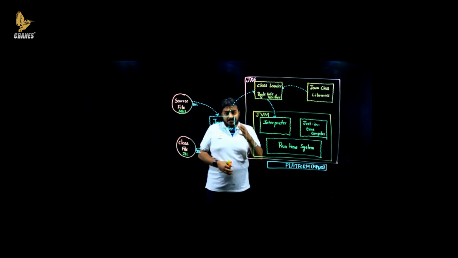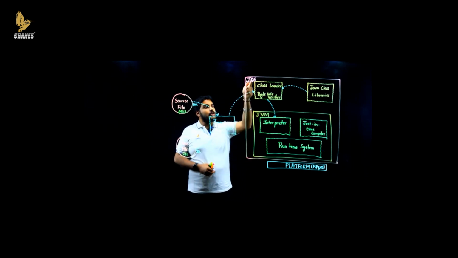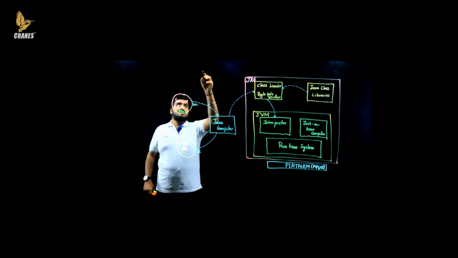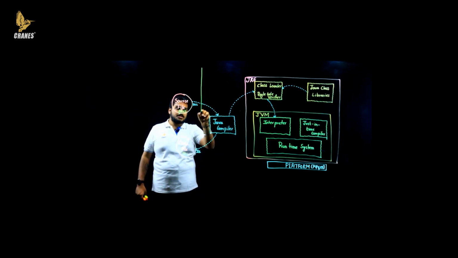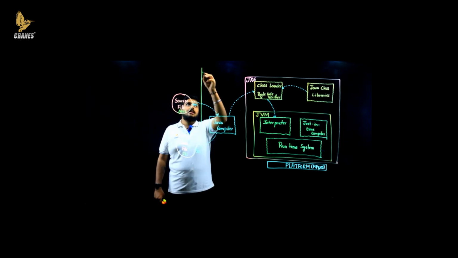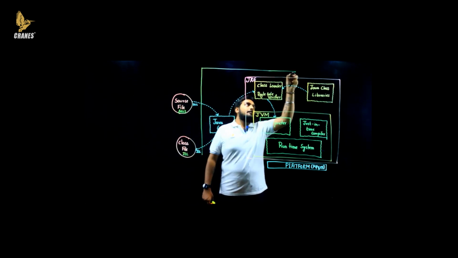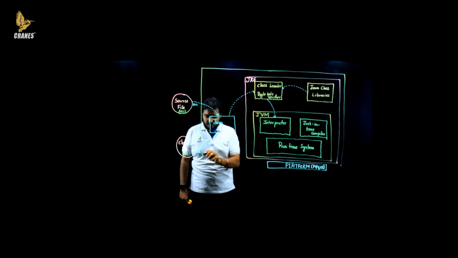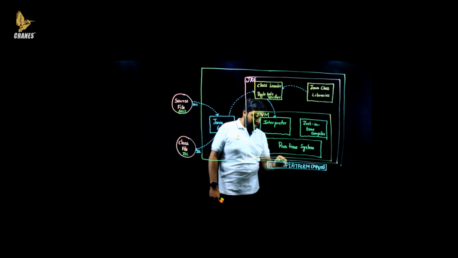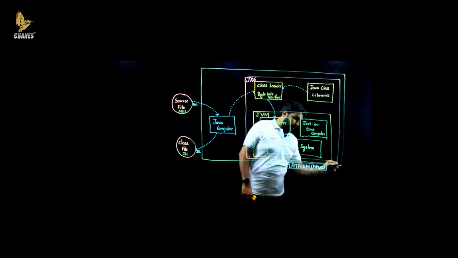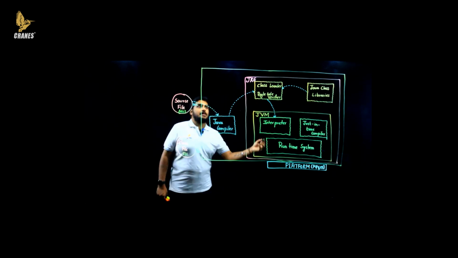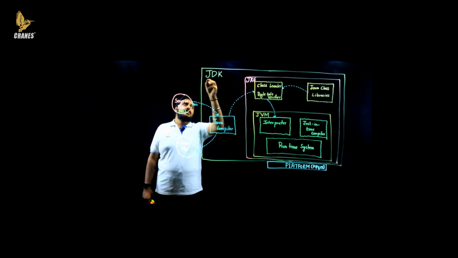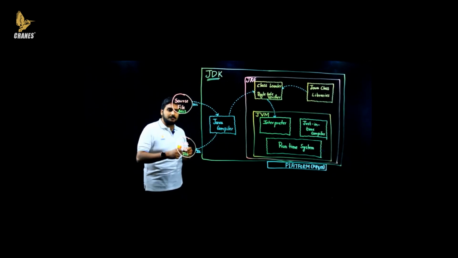Now, this Java compiler along with your JRE and JVM, together it is available inside one single place. Where is it available, sir? It is available inside one more component, called the Java Development Kit, which is nothing but your JDK.